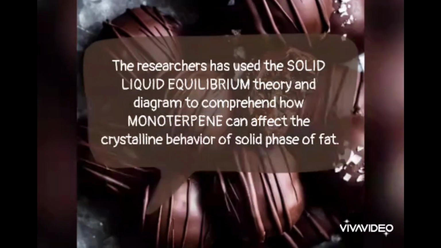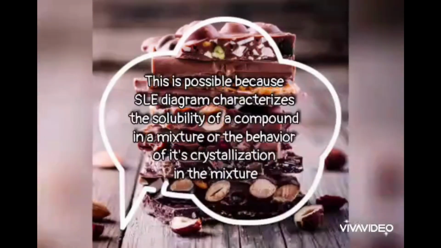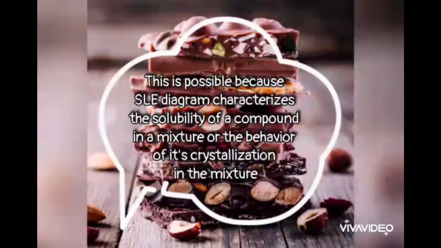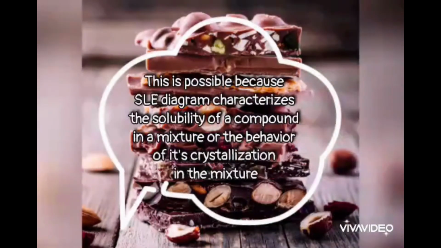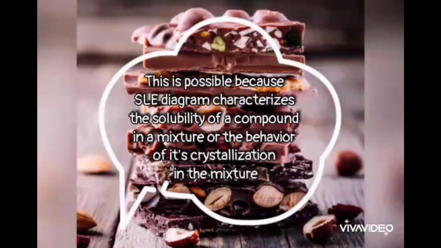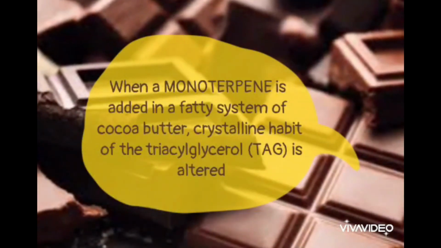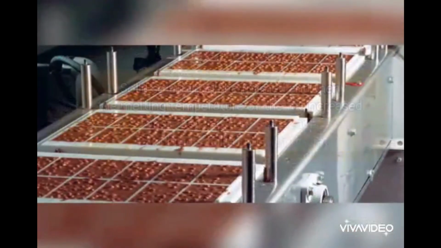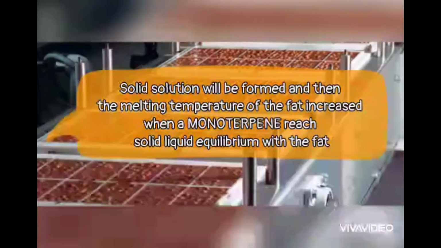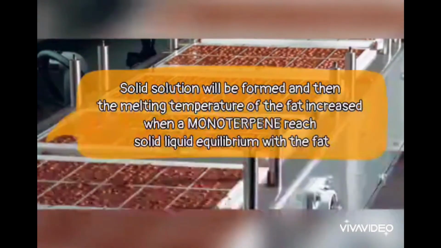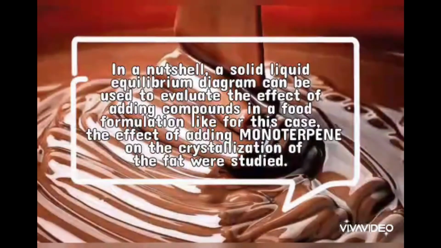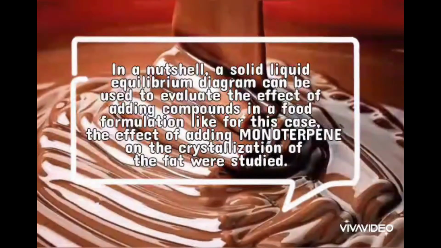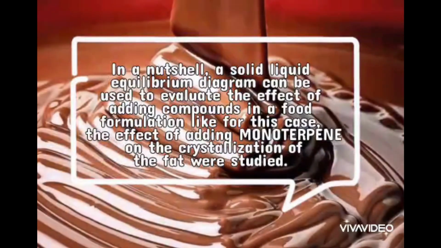This is possible because the SLE diagram characterizes the solubility of a compound in a mixture or the behavior of its crystallization in the mixture. When a monoterpene is added in a fatty system of cocoa butter, the crystalline habit of the diacylglycerol is altered. A solid solution will be formed and then the melting temperature of the fat increases. In a nutshell, a solid-liquid equilibrium diagram can be used to evaluate the effect of adding compounds in a food formulation.